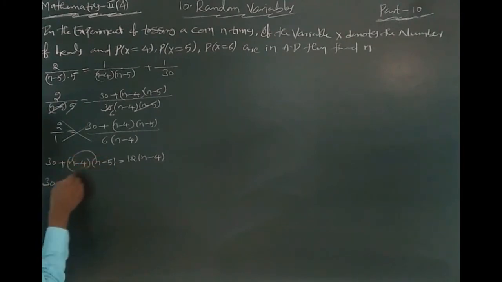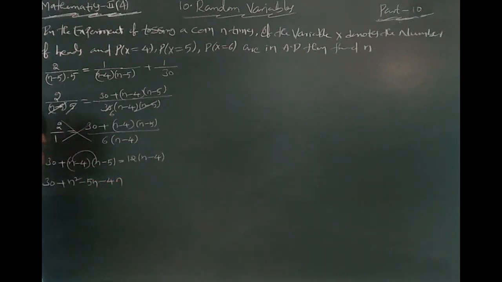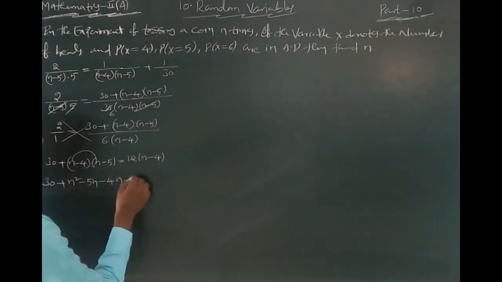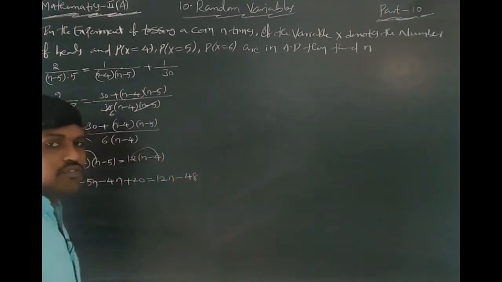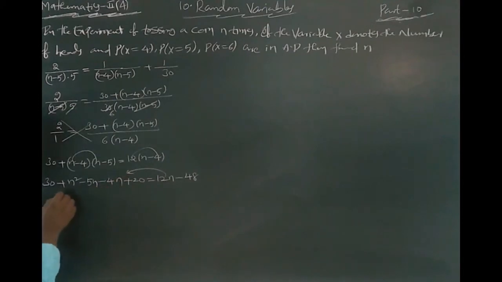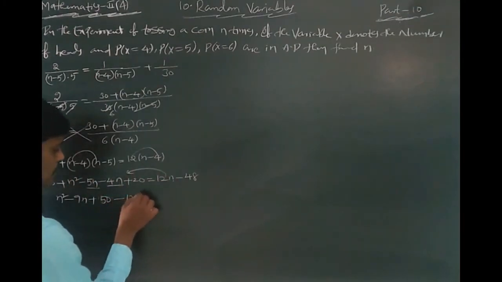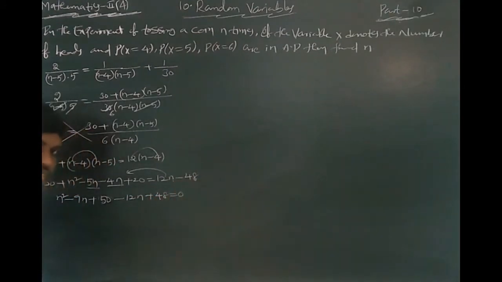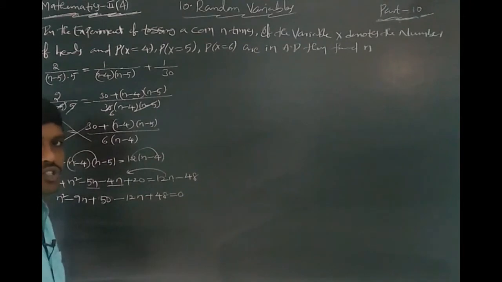30 plus n into n, n square, n into minus 5, minus 5n, n into minus 4 you can get minus 4n, minus 4 into minus 5 you can get plus 20, 12 into n, 12n, 12 into minus 4, minus 48. That's why you can write this value goes to here. First n square minus 5n and minus 4n, minus 9n, plus 20 plus 30, how much? Plus 50. This value goes to here: minus 12n plus 48 equal to 0.